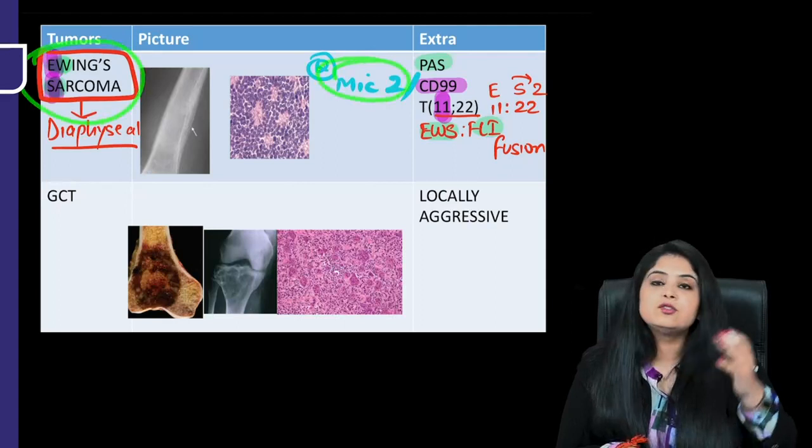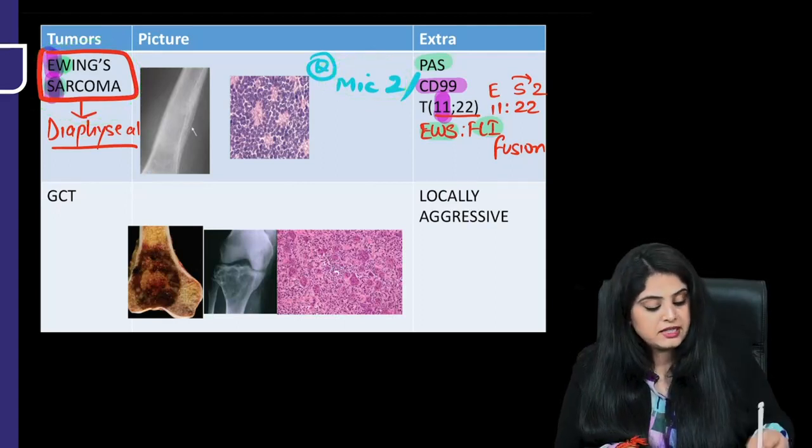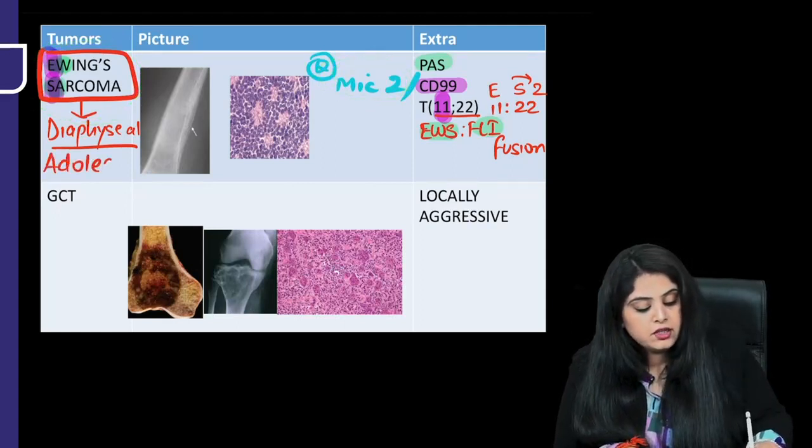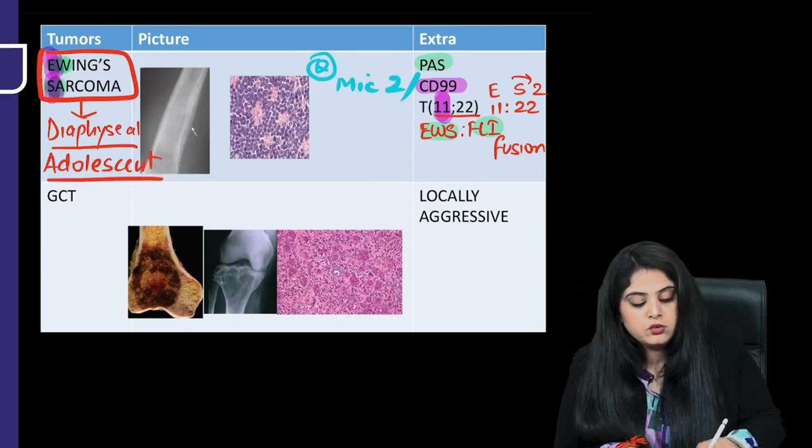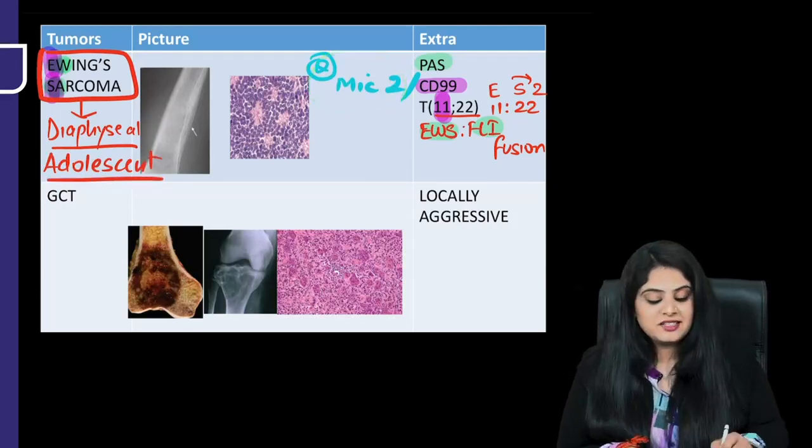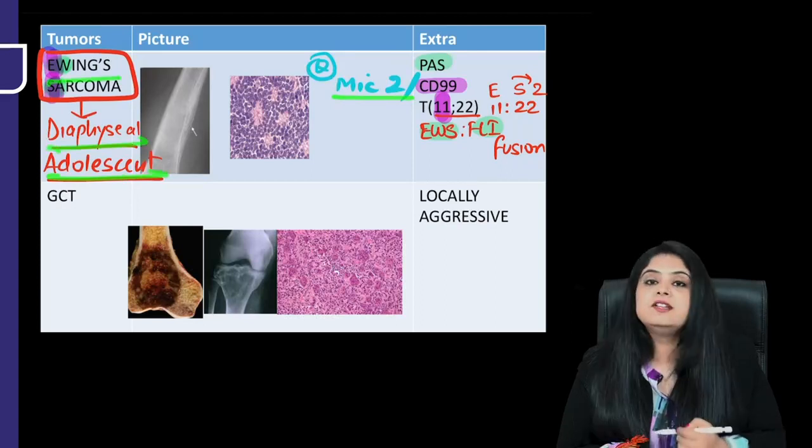And Ewing sarcoma is not an elderly tumor. Ewing sarcoma is something that is going to occur in adolescence. It's an adolescent age tumor. So it's an adolescent whose pet name is Mithu. Okay. So that is how you learn it. MIC2 is going to be positive in Ewing sarcoma.